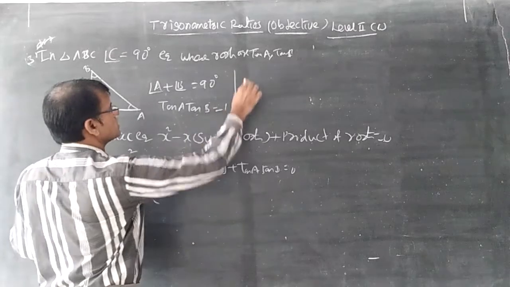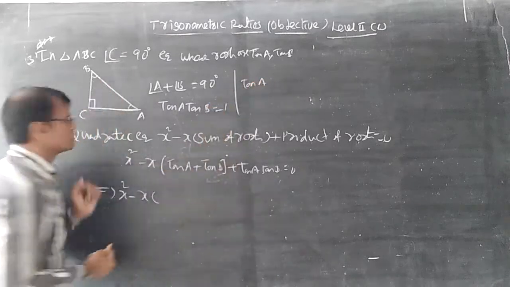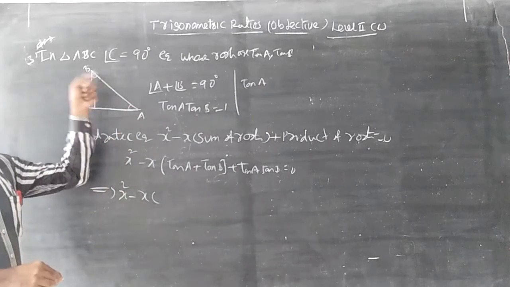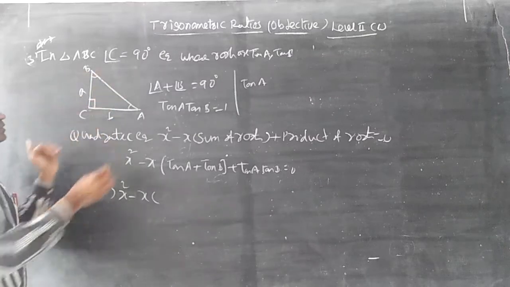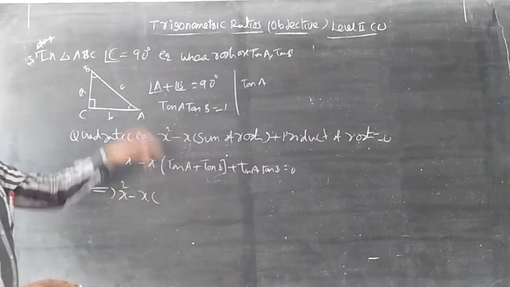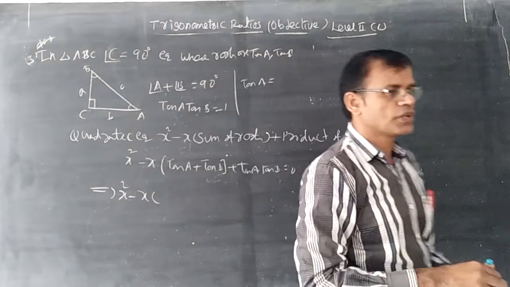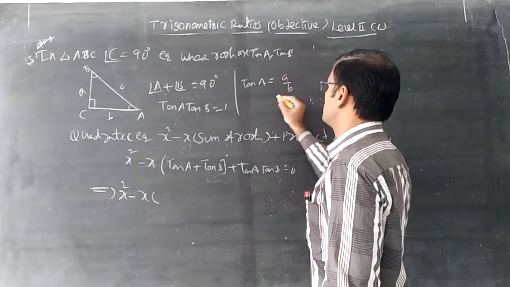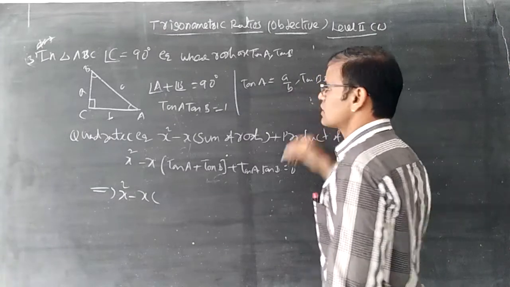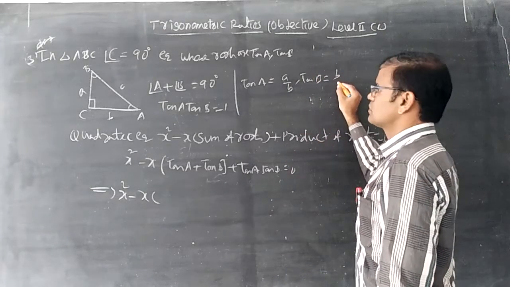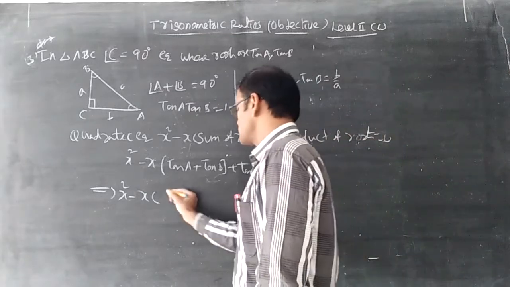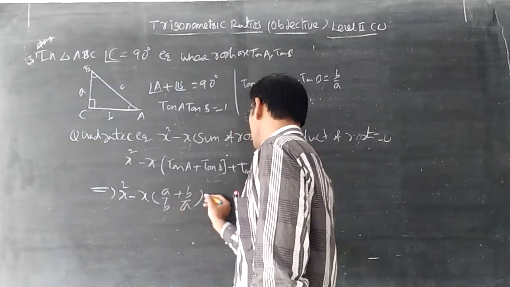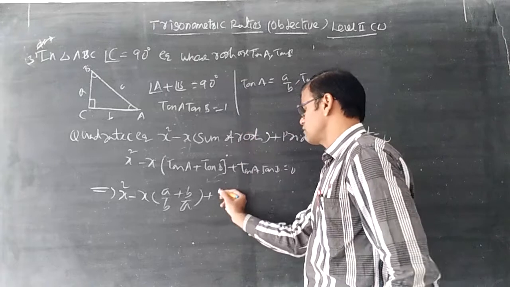According to our triangle theory, the side opposite to capital A is small a, opposite to capital B is small b, and opposite to capital C is small c. Regarding this triangle, tan A equals opposite side by adjacent side, which is a by b. Similarly tan B is equal to b by a. Apply here: x square minus x into a by b plus b by a, plus tan A into tan B, which I said is 1, equal to 0.